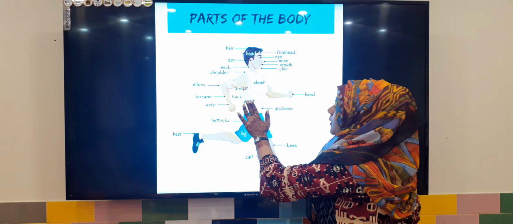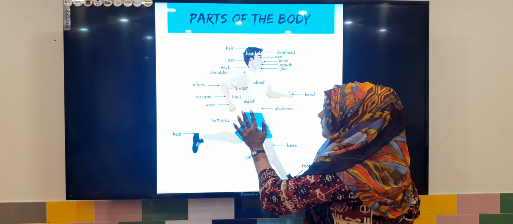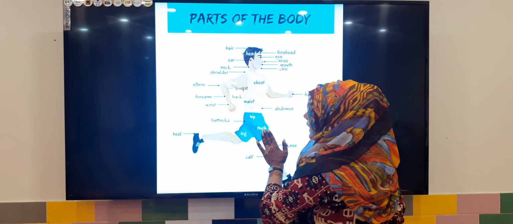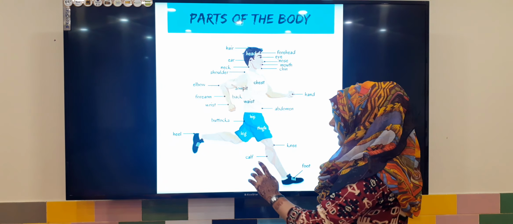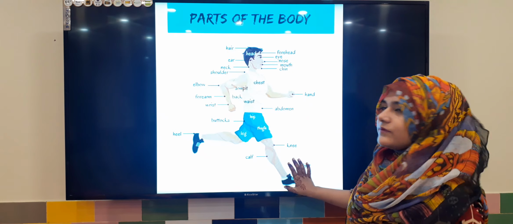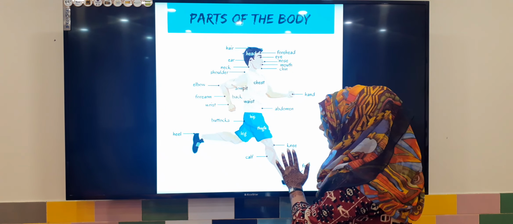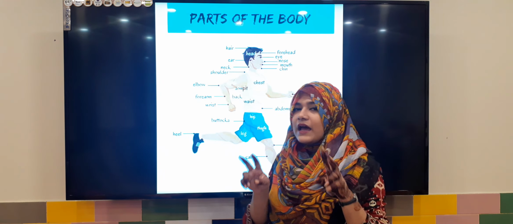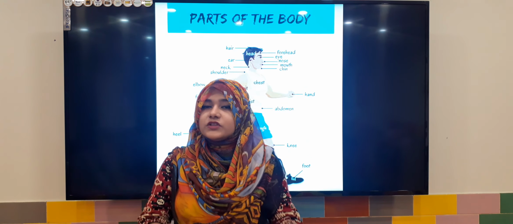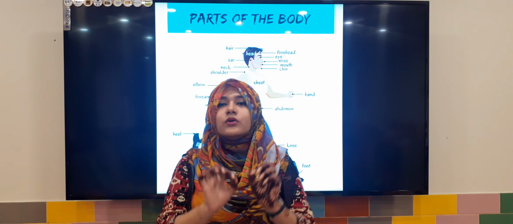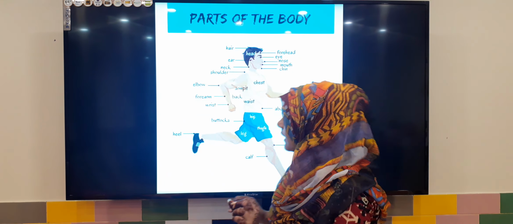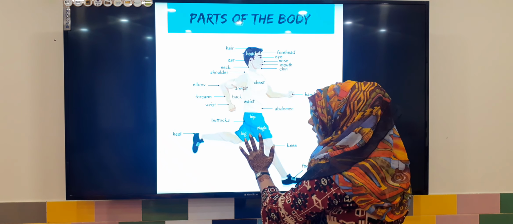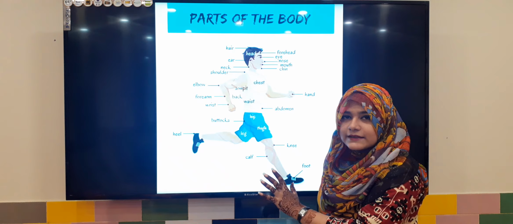Then we have our waist, and below the waist we have our abdomen. Then the hip section, in which we have the buttock and the thigh. Then we have our legs, which comprise the knee, calf, and foot. We all have a pair of feet. The plural of foot is feet, right? So we have feet, calf, knee, thigh, hip in our legs, right?